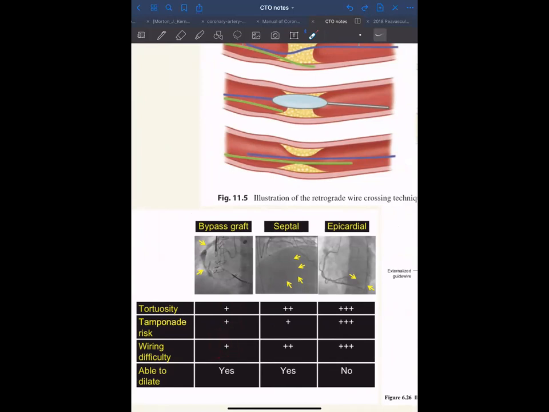So one needs to remember that the tortuosity is more in epicardial and least in bypass graft. But because of the wiring, because of the high chance of tamponade, it is less preferred over the septal, because septal is kind of guarded in the septum. That is why the perforation is lesser. So most commonly used is septal, but then next preferred is bypass. Only last option is to use an epicardial vessel because they are very difficult to wire and they can have a high chance of perforation.